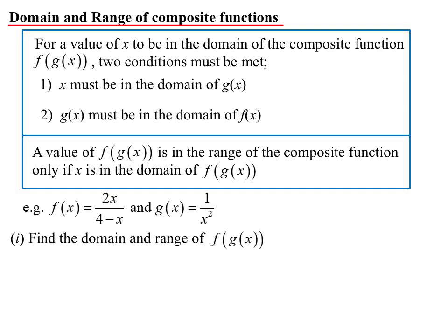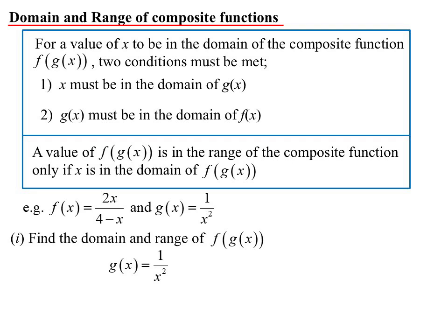Let's look at an example. My function f of x is going to be 2x on 4 minus x. My g of x is going to be 1 on x squared. We want to find the domain and range of the composite function when I substitute g of x into function f of x. First condition was x must be in the domain of g of x. So let's have a look at g of x. G of x is 1 on x squared.